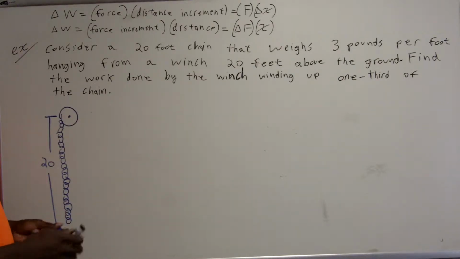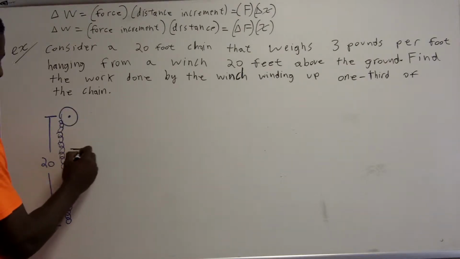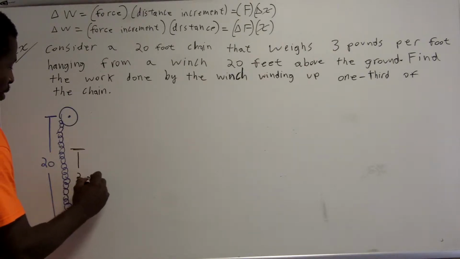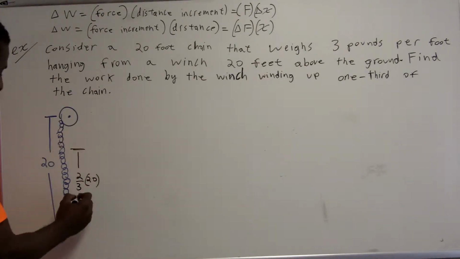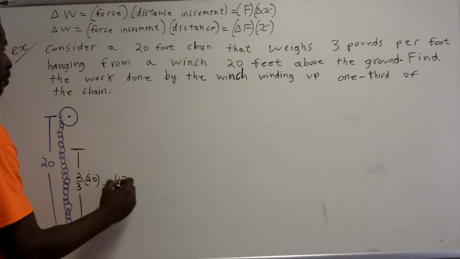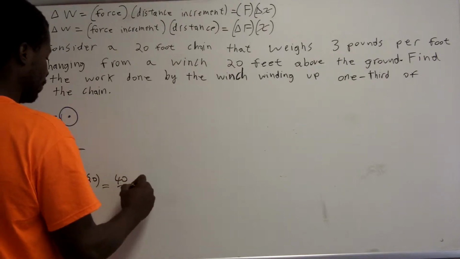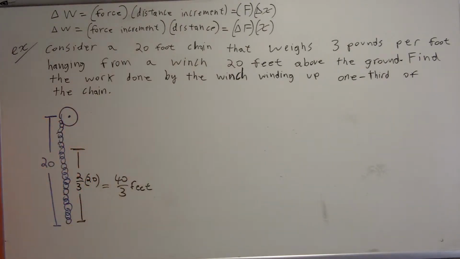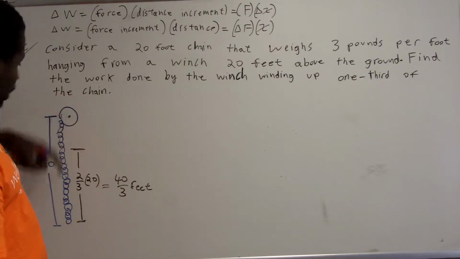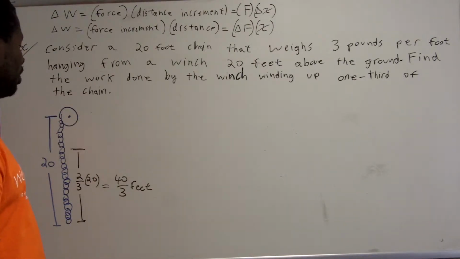This is going to be broken down into two parts. The bottom 2/3 of the chain has a length of 2/3 of 20, or 40 thirds feet. That much chain is being moved by a constant force, because that much chain is not going up into the winch.